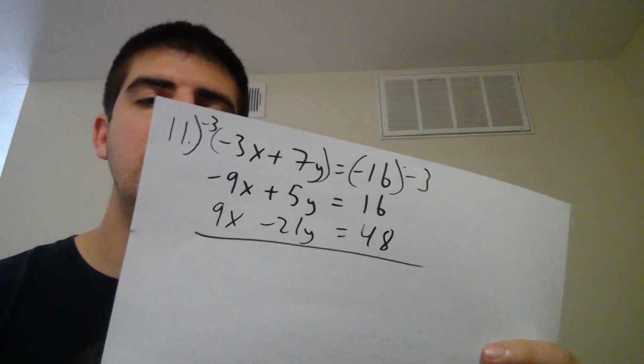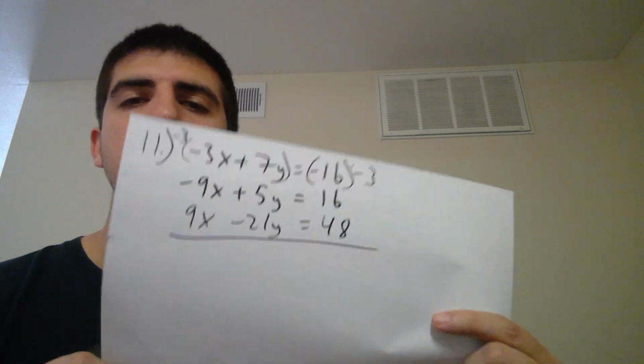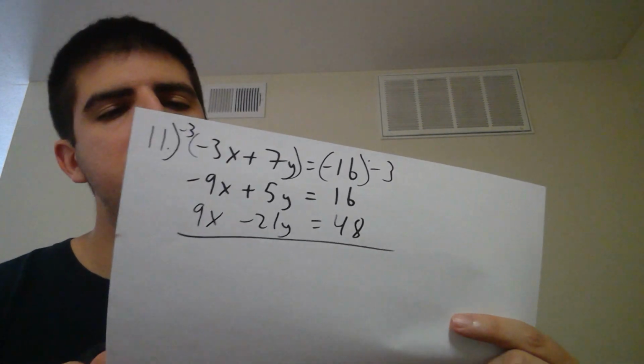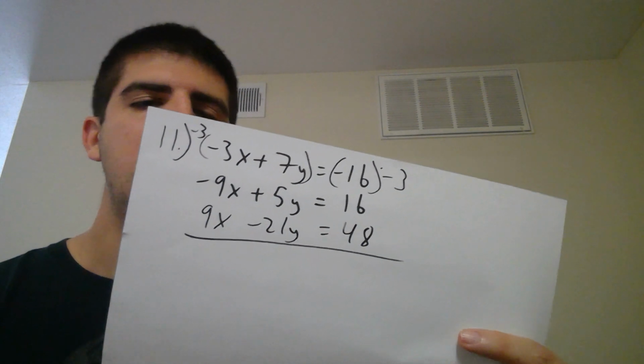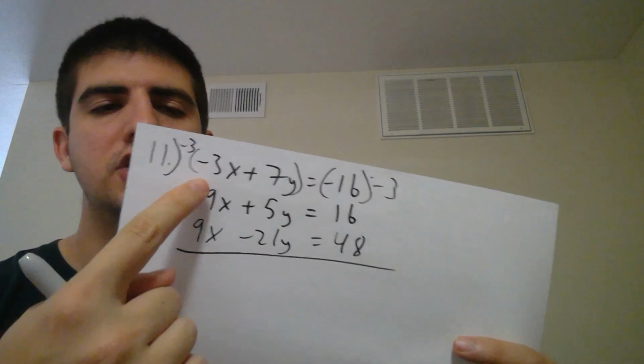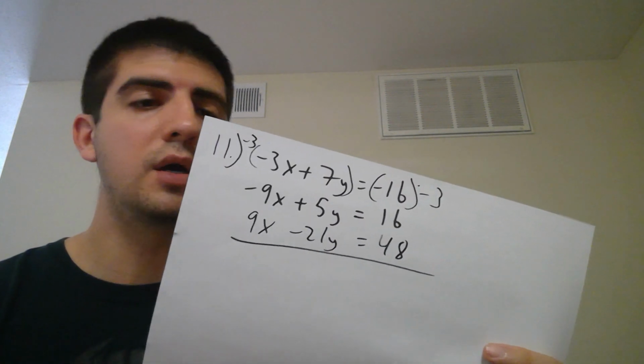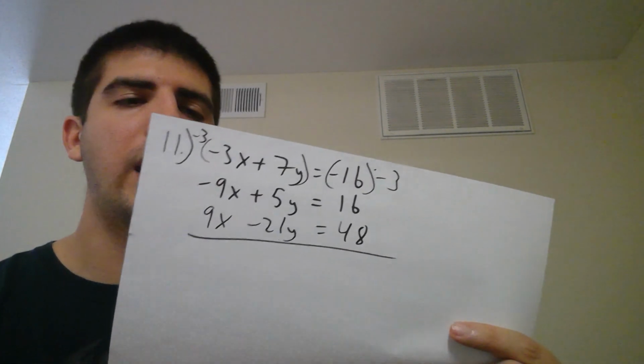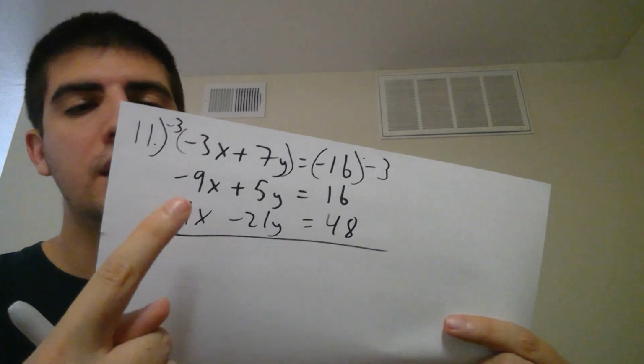If you're ever struggling, you should be able to kind of guess how to make them opposites. If you really have no options, you could always just multiply 3 and 9 by each other and make them both 27, and that would work. But usually you should be able to kind of tell how to make each other opposite. So anyways, let's combine the equations.